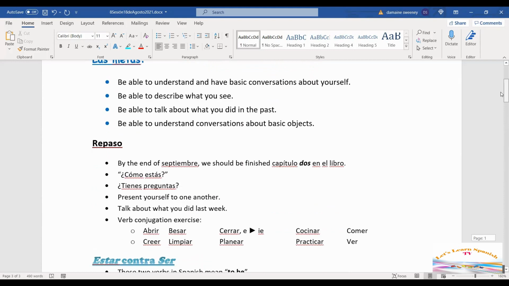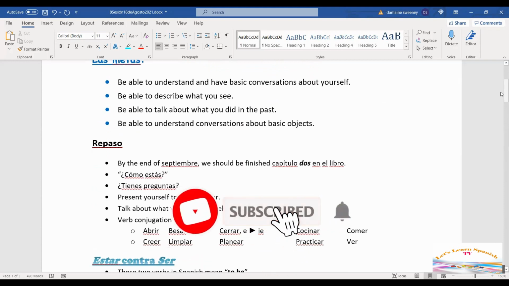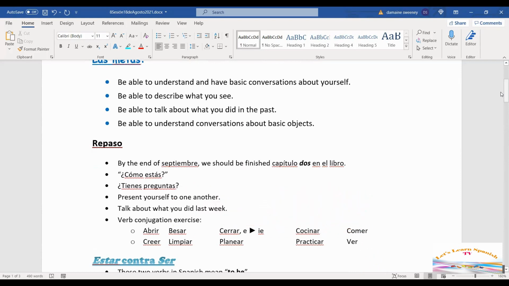Okay. Anywho, you're able to understand conversations and basic concepts or basic objects. So, triángulo, rectángulo, círculo, cuadrado. Okay, so that's the four basic shapes. Okay, moving right along.